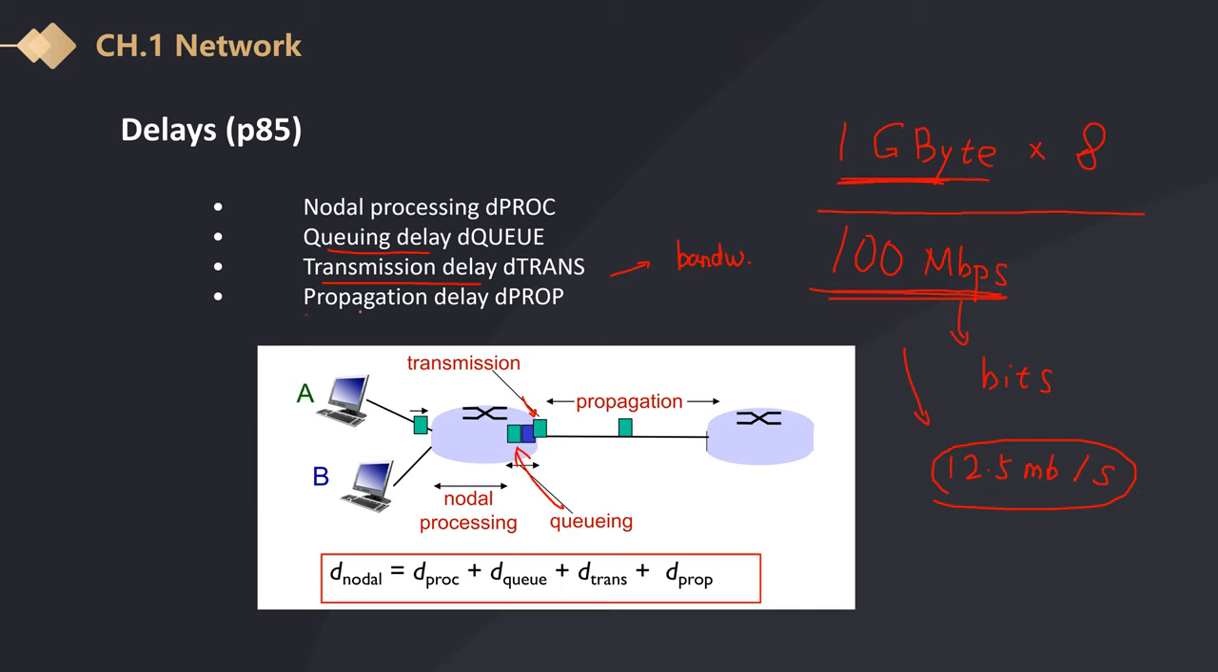Let's come to the propagation. What is propagation? Once we send the packet into the internet, how long will it take to arrive at the next stop? For example, we have a second connection with the same router here, but you can see the physical distance is longer than this one. So the propagation delay for this line and for this line is different, because the length of them is different.